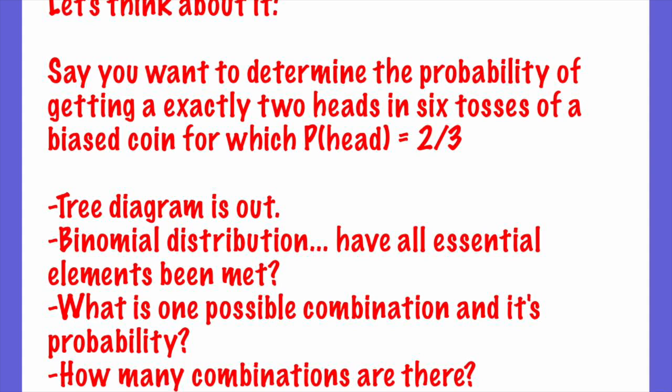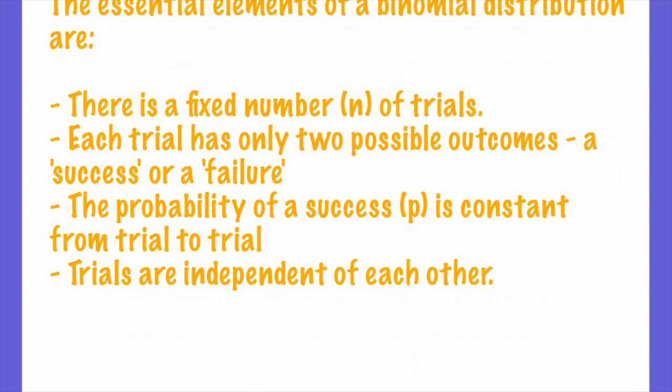Have all the essential elements been met? The essential elements we're talking about are back here. The number of trials. What's the number of trials for this example? 6.